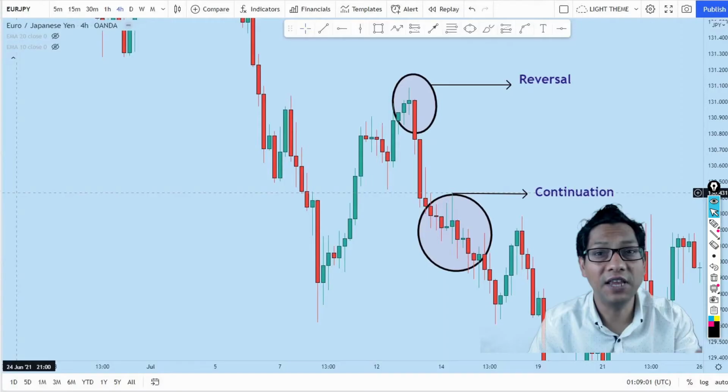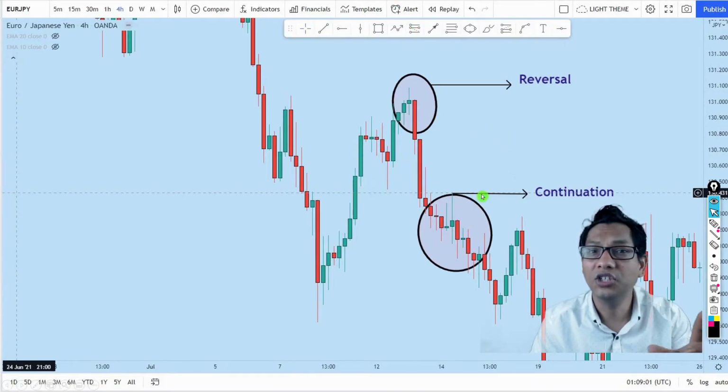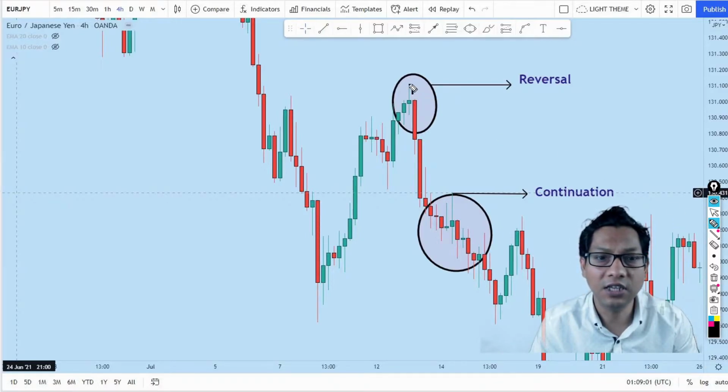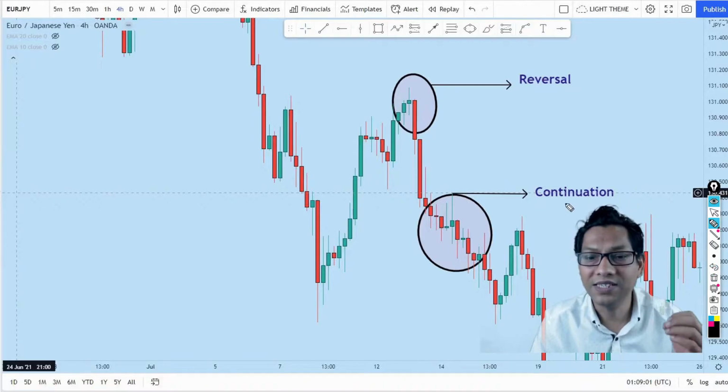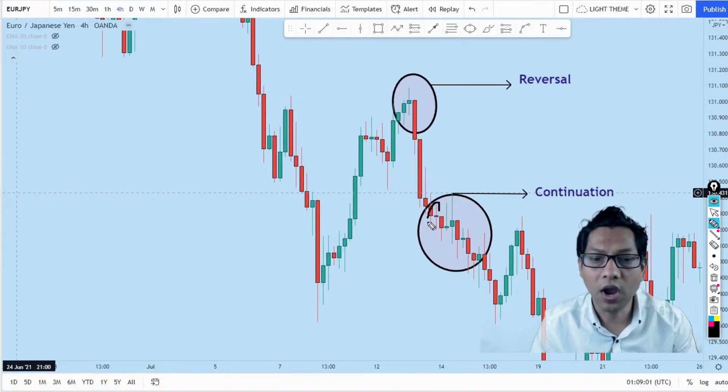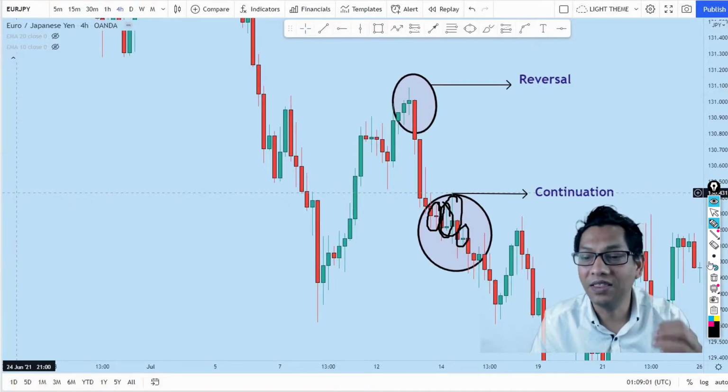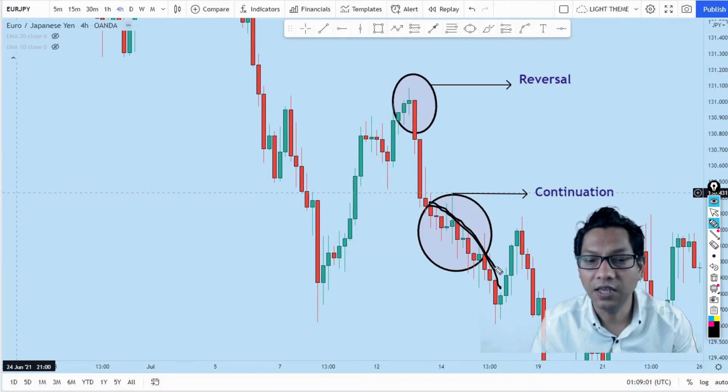So let me give you an example. Say for example, look at this chart here. First look at this here. This is a Doji. Now, what happened after this Doji? The price straight reversed. So this Doji gives you a reversal signal. Now at the same time, look at here, there are quite a few Dojis. So all of these are Dojis, but this Doji is basically continuing the price. So this Doji is giving you a continuation signal.